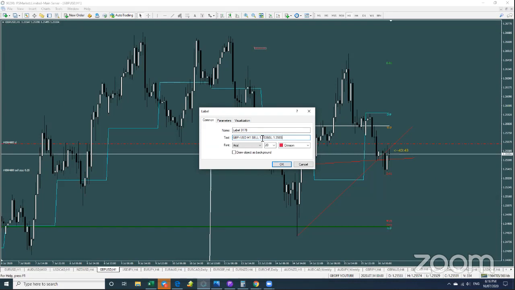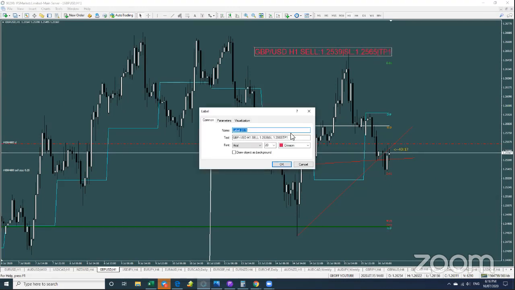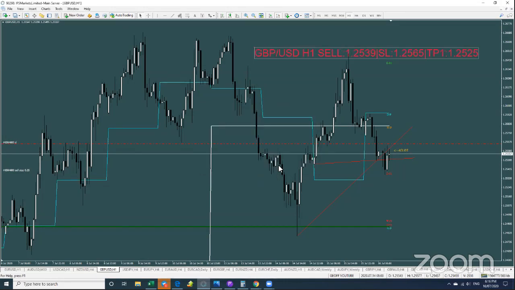TP1 was that level there, which it won't tell me what it is, of course. So I'll have to go out of there and get that level again, which is the close of that bar, 125.25. $1.2525. There you go. We'll make that a bit bigger. Out to 28, and there are our two trades for this session.